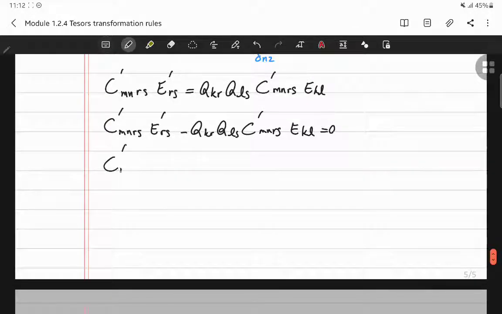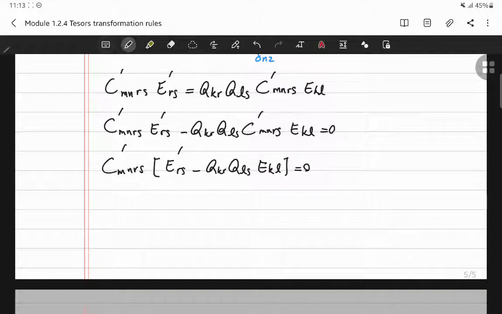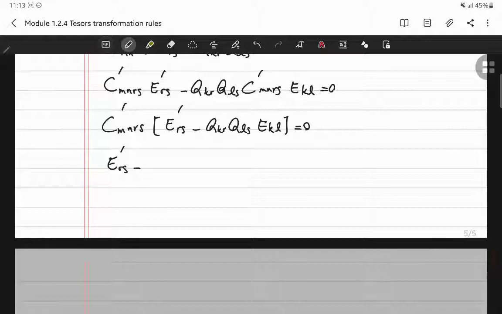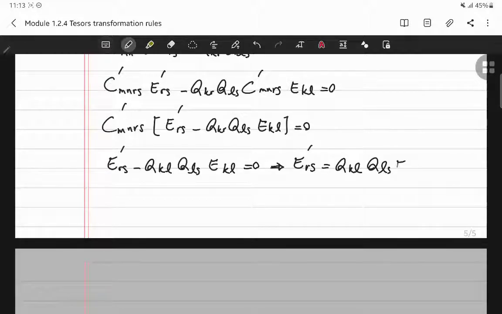So I can factor out C prime mnrs. So I have E prime rs minus Qkr Qls Ekl is equal to 0. For the non-trivial solution, this is supposed to be 0. Therefore, E prime rs is equal to Qkr Qls Ekl, which is basically the transformation of E prime rs.